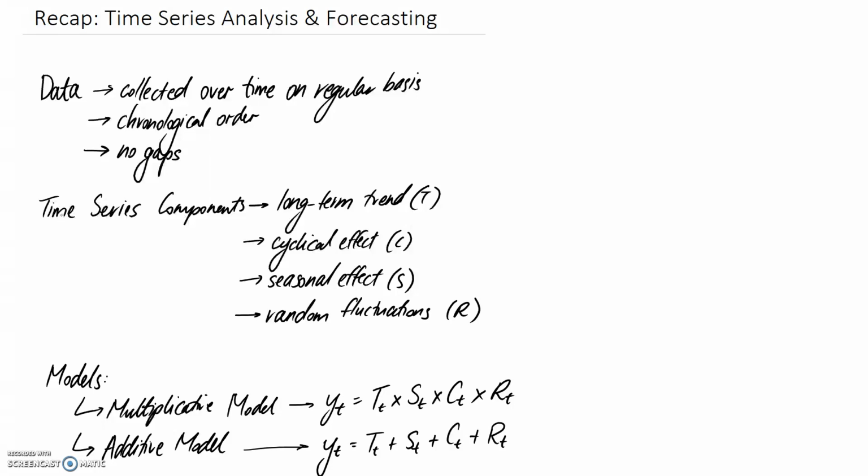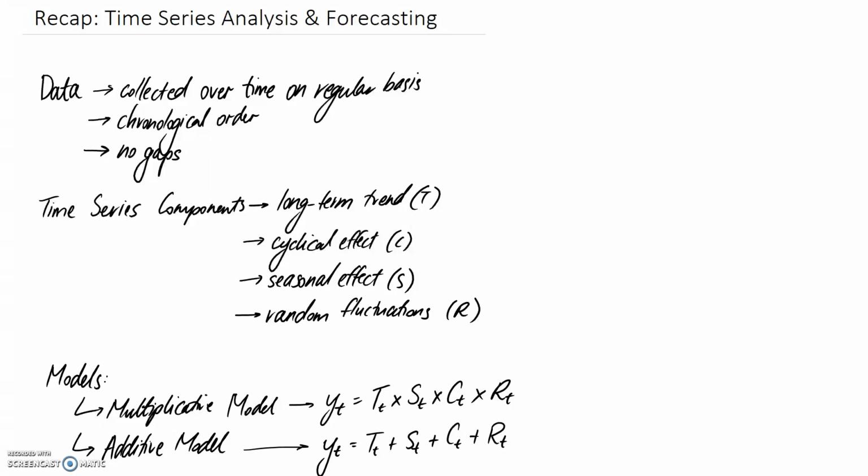So what we're going to look at is four components that go into our time series. The first one is the long-term trend, which we're going to give the letter T. As the name suggests, this is like the long-term projection, whether it's going up or whether it's going down over that long term.